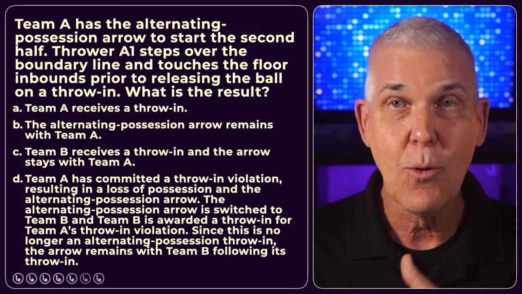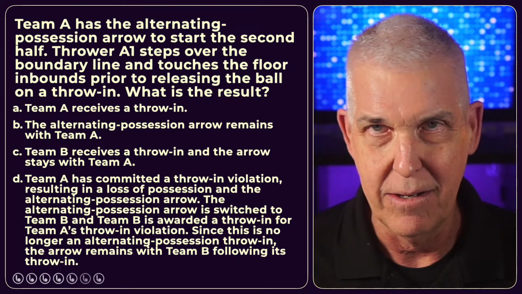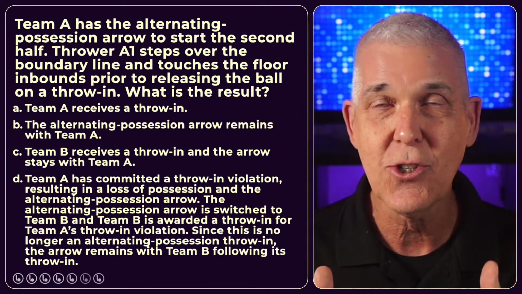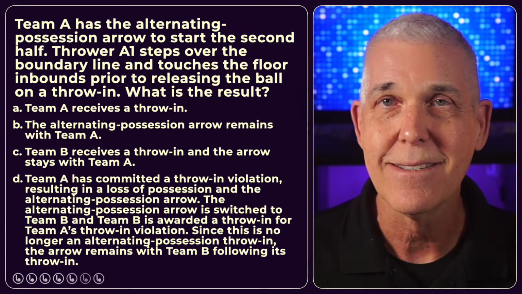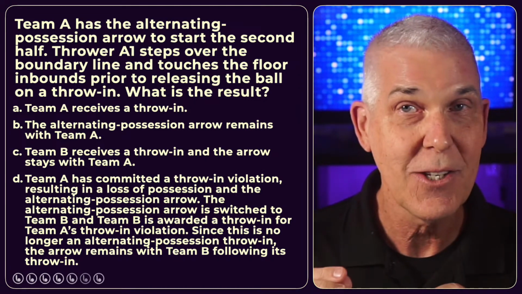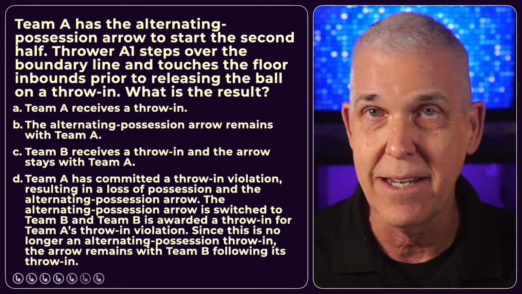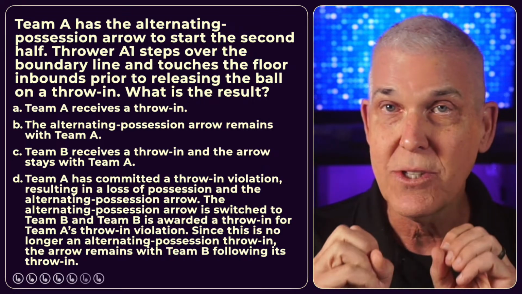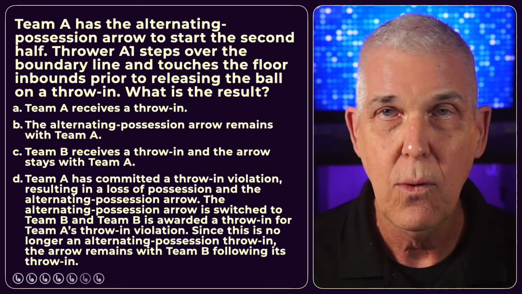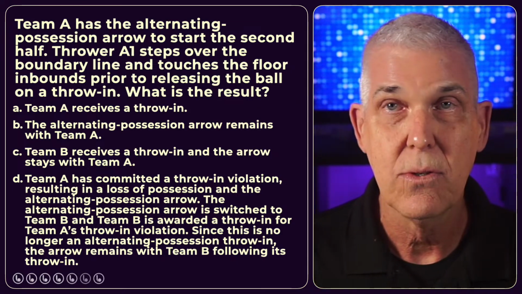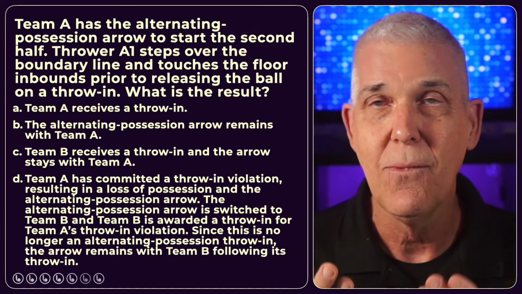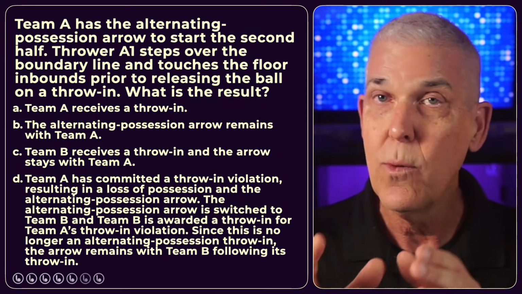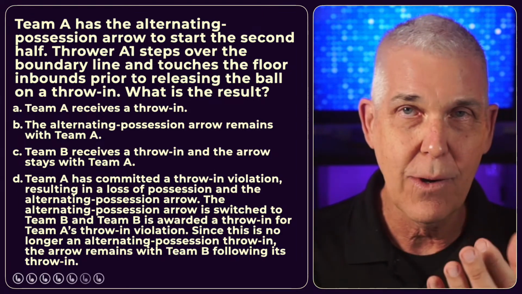Okay, so this brings up the question, when does a throw-in end? When is the arrow switched, and when does the throw-in end? The arrow is switched after the throw-in ends, right? So we're going to switch here because the throw-in has ended. Why has the throw-in ended? Because it ended in one of three ways. The ball was legally touched inbounds. Did that happen? No. The ball was touched out of bounds. No, that did not happen. The throwing team violated. When the throwing team violates, the throw-in has ended. When the throw-in ends, the arrow is switched.